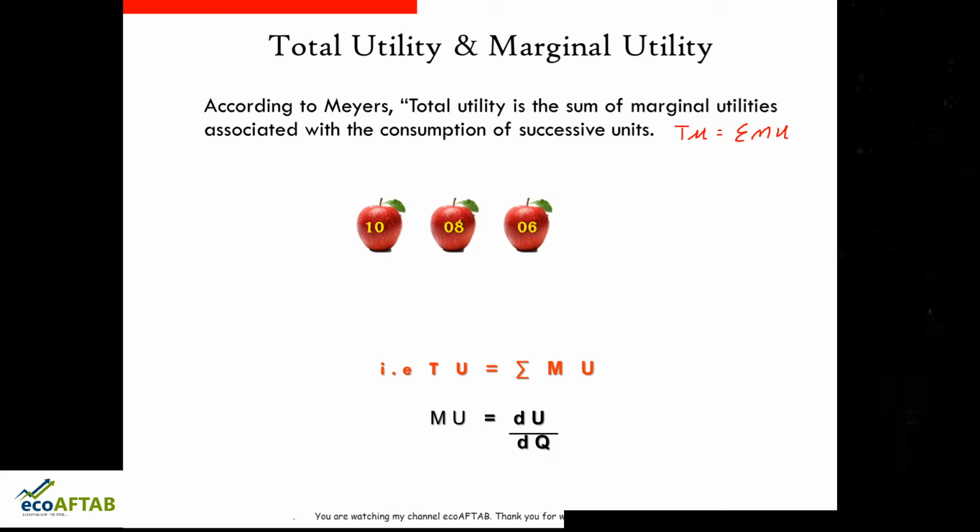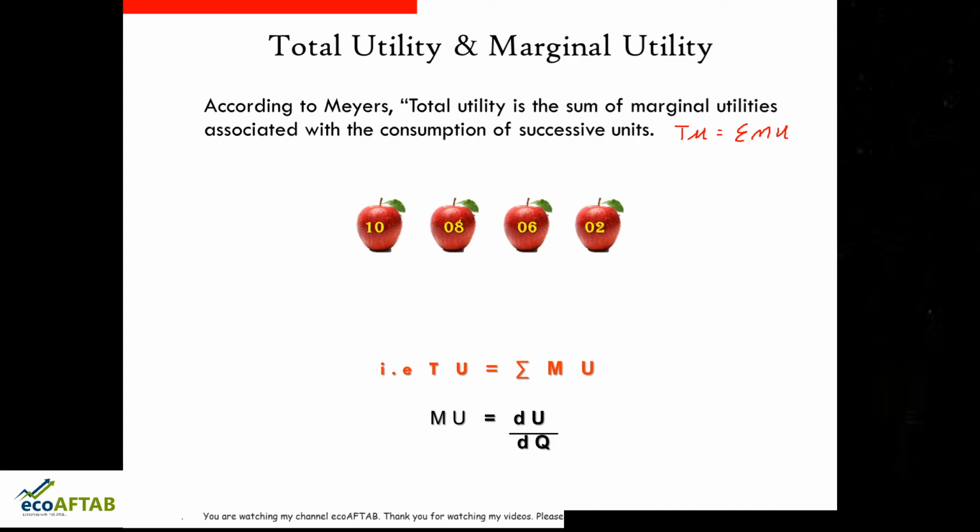You may ask me, sir, why are you taking these numbers 10, 8, 6? There is a special reason for this, which I will be discussing in the next class. As of now, for our convenience, let us take it at face value. From the first apple we are getting 10 utils of satisfaction. From the second apple we are getting 8 utils of satisfaction. From the third apple we are getting 6 utils of satisfaction. Similarly, from the fourth apple we are getting 2 utils of satisfaction.